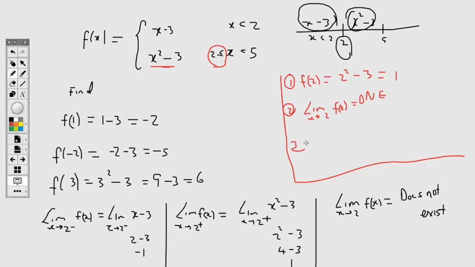So since this does not exist and the value for f of 2 is 1, what this means is it is not continuous. So this is not continuous due to the fact that the limit does not exist and f of 2 is 1. For a function to be continuous, these must be the same. Let's look at one that is continuous.